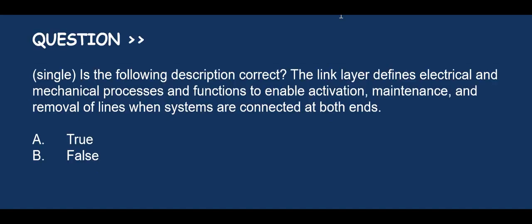Our next question is, is the following description correct? The link layer defines electrical and mechanical processes and functions to enable activation, maintenance, and removal of all lines when systems are connected at both ends. Option A, true. Option B, false. The correct answer is option B.